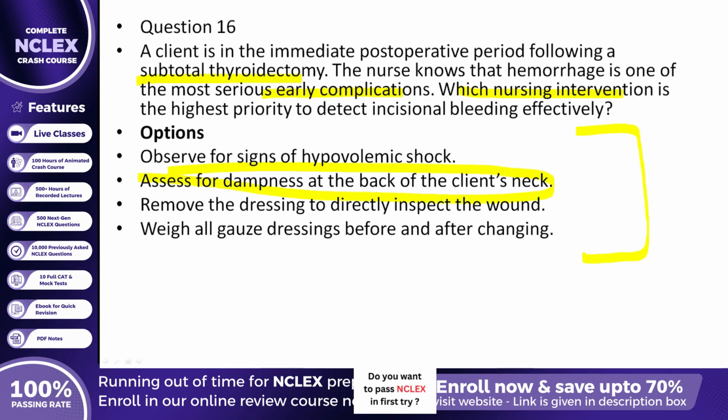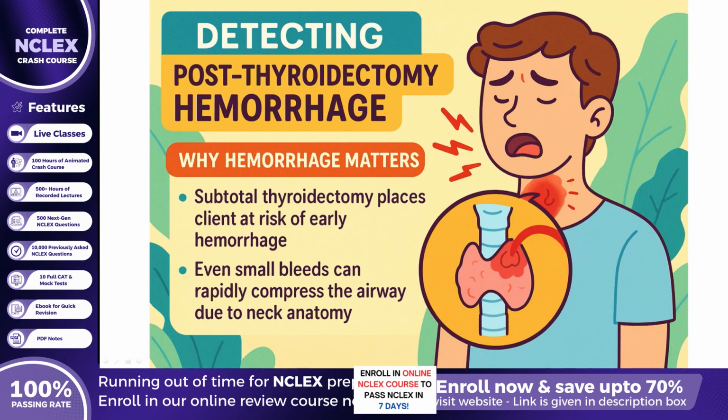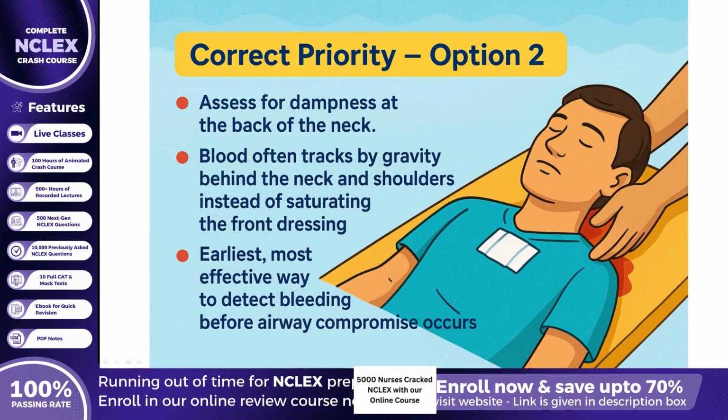Now, let us carefully unpack the reasoning behind this choice. After a thyroidectomy, the surgical site is located in a highly vascular area, and bleeding can rapidly become life-threatening if not detected early. Because of gravity and the natural slope of the neck, blood tends to pool at the back of the neck, underneath the dressing or pillow, making direct visual inspection of the incision unreliable. By gently placing a gloved hand behind the neck to check for dampness, the nurse can quickly detect hidden bleeding that would otherwise be missed.